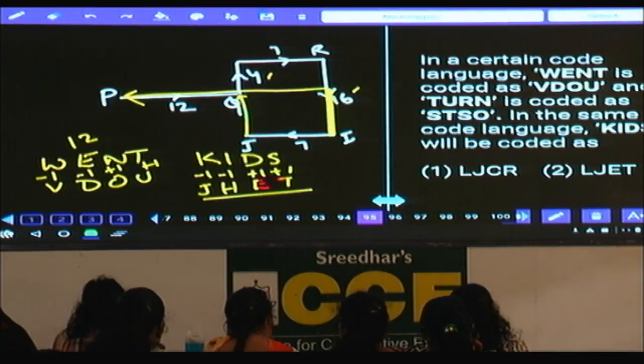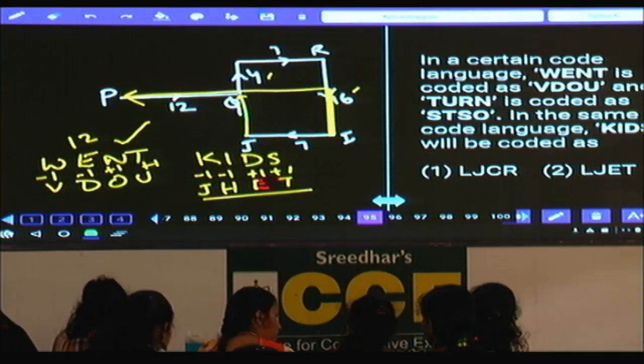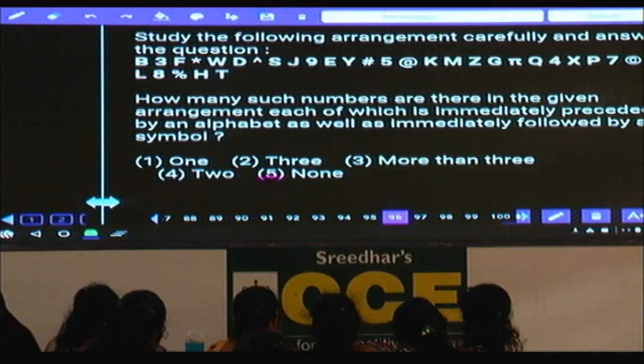Now here one more example is given. As you got the logic with this one, no need to check out that one. Directly go to the answer. And if you are not getting the answer, how many such numbers? It is based on a sequence. Now in this sequence, how many such numbers are there?